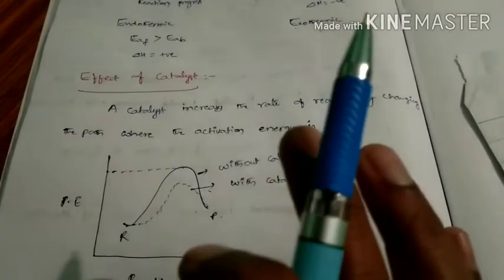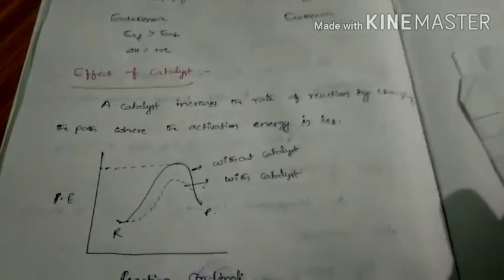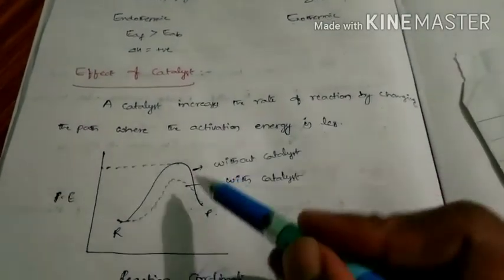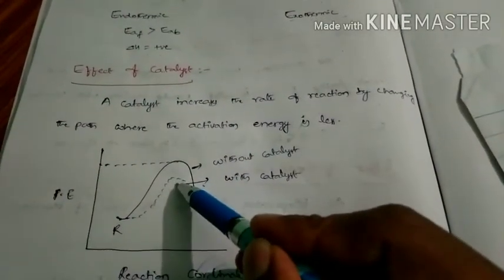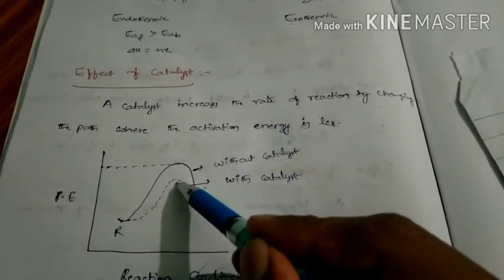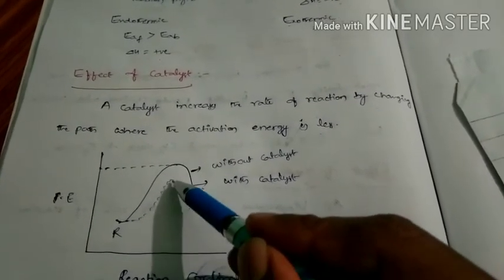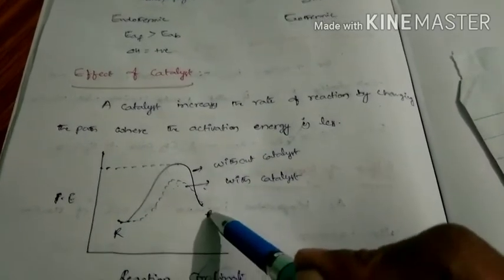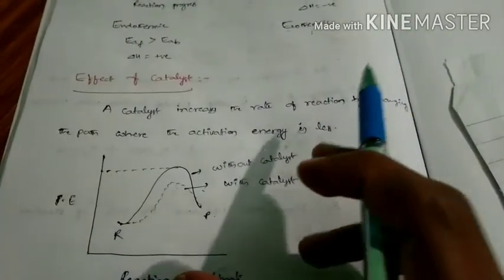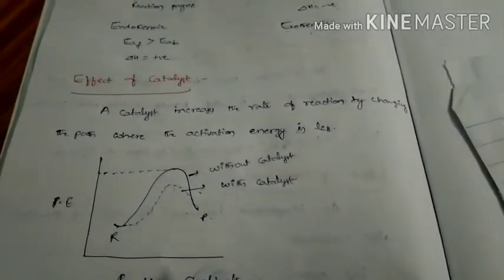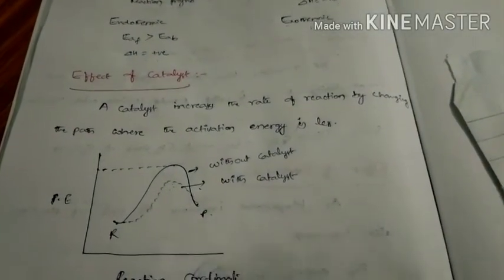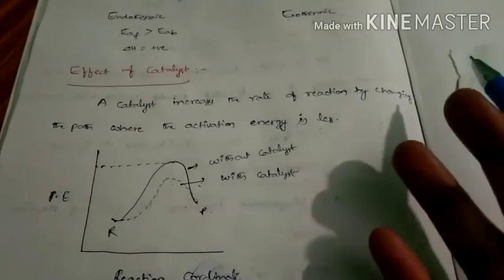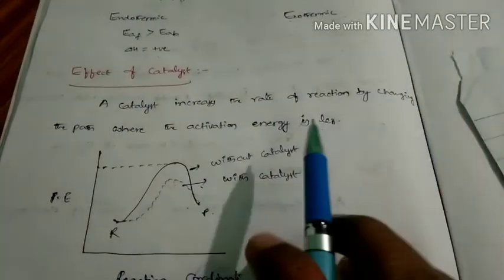That means the reaction goes into a different path. In that path, activation energy is less. That means if height is less, if activation energy is less, automatically reactants are easily converted into products. So when catalyst is added to the reaction, the reaction proceeds through a different process. In that process, activation energy is less, so automatically rate of reaction is more.